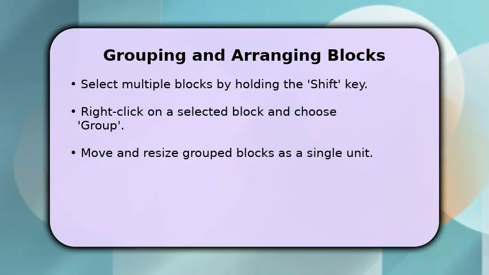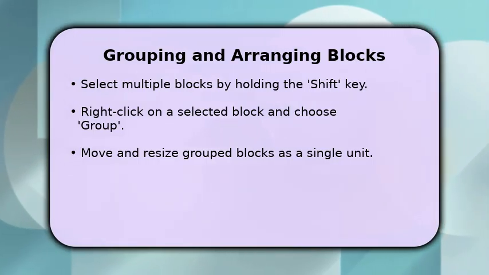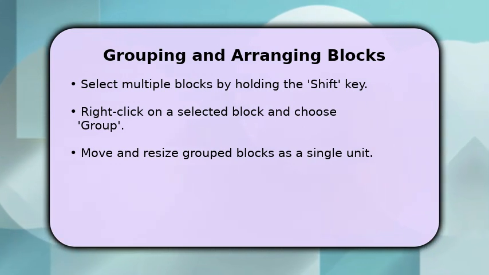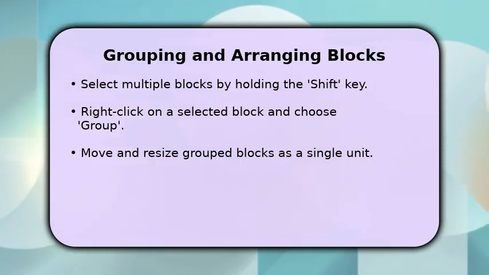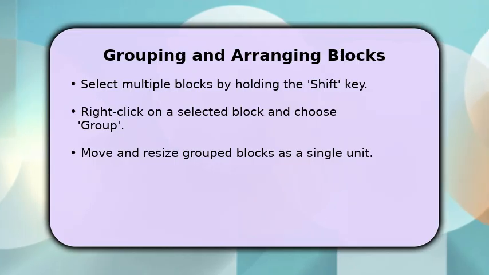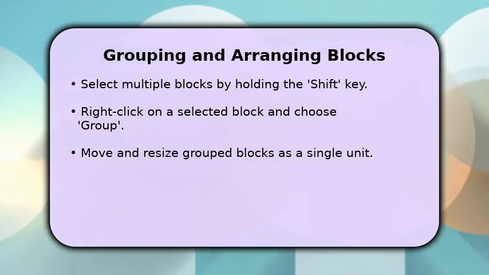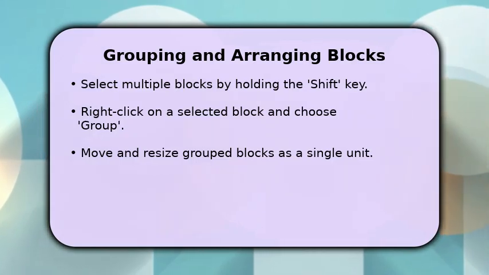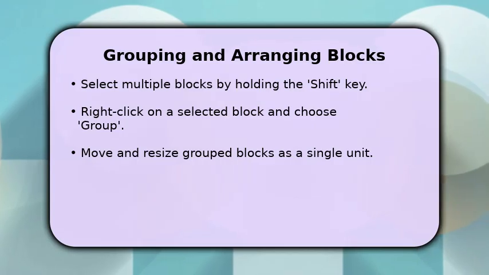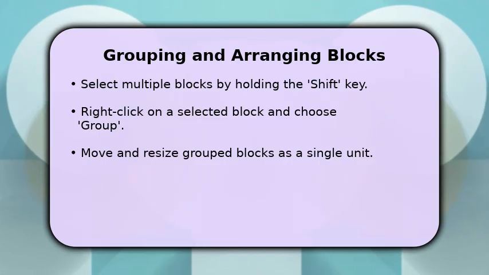Once you have several blocks, grouping them is incredibly useful for organization. Select multiple blocks by holding down the Shift key and clicking on each one. Then, right-click on any selected block and choose Group from the context menu. This combines them into a single object, allowing you to move, resize, or rotate them all at once. You can also use the Align tools in the Shape Format tab to perfectly arrange your grouped blocks, creating a neat and professional layout.